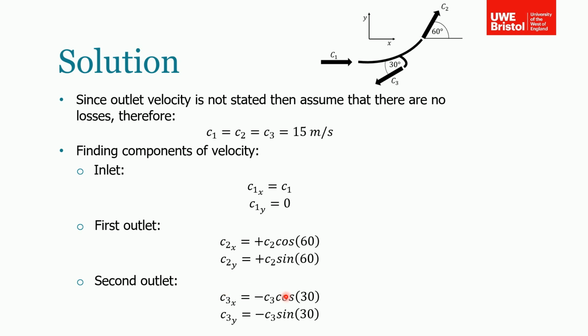For the second outlet, in the x direction we take the cos of the angle 30, and for the y component it's sine of 30. But notice here that these signs are minus, and that's because relative to our coordinate system, in the y component it's going down, and in the x direction it's coming back towards us, so it's a negative component, whereas for the first outlet jet, C2, it's heading in both the positive x direction and the positive y direction.